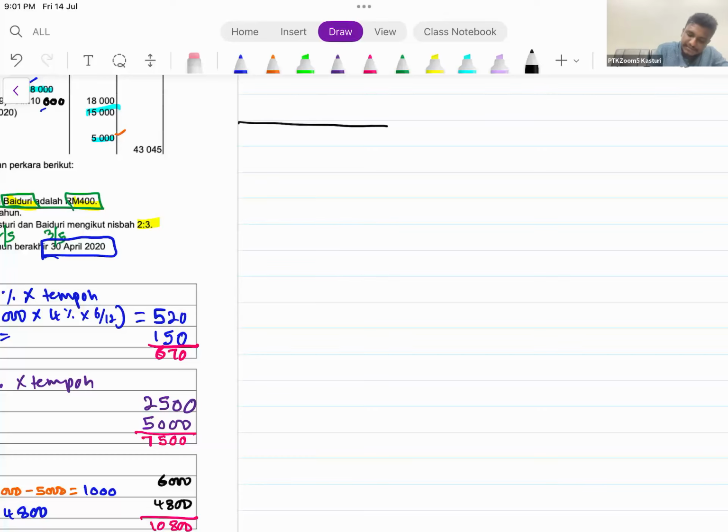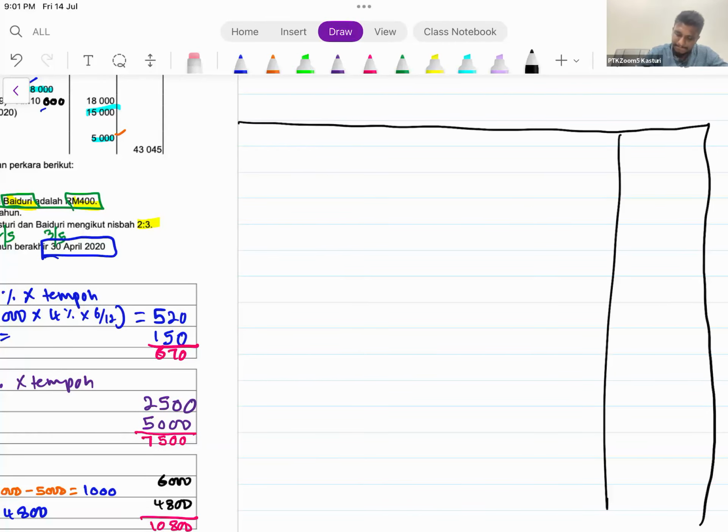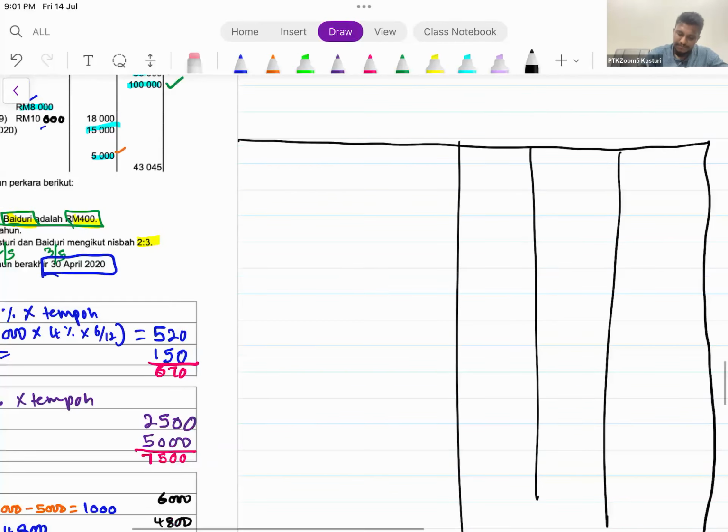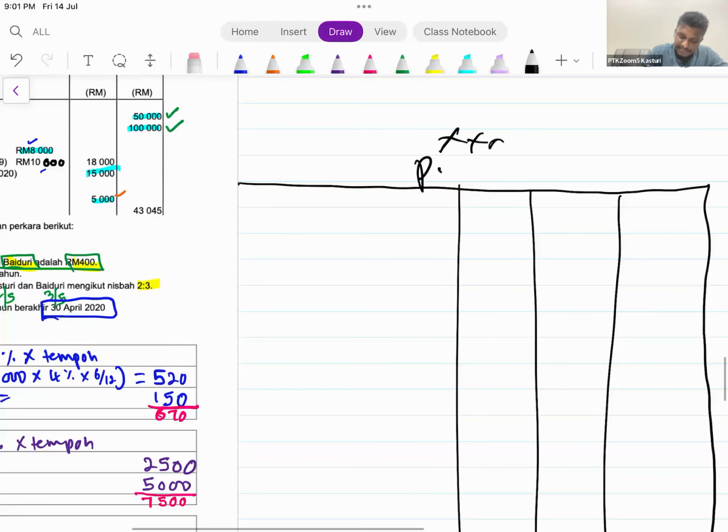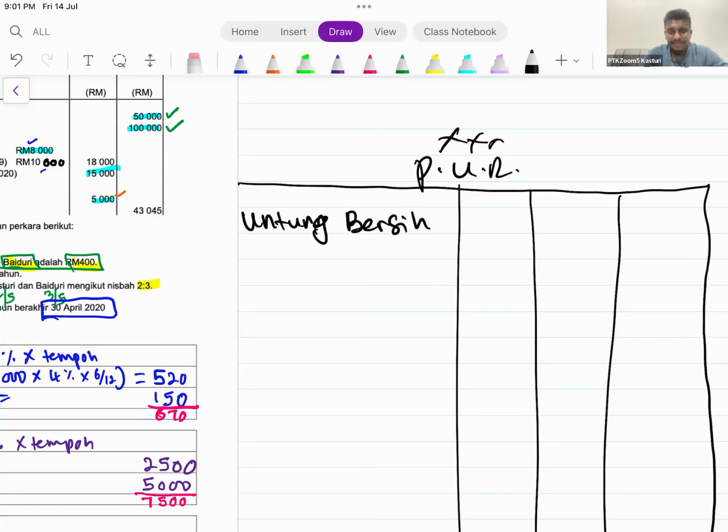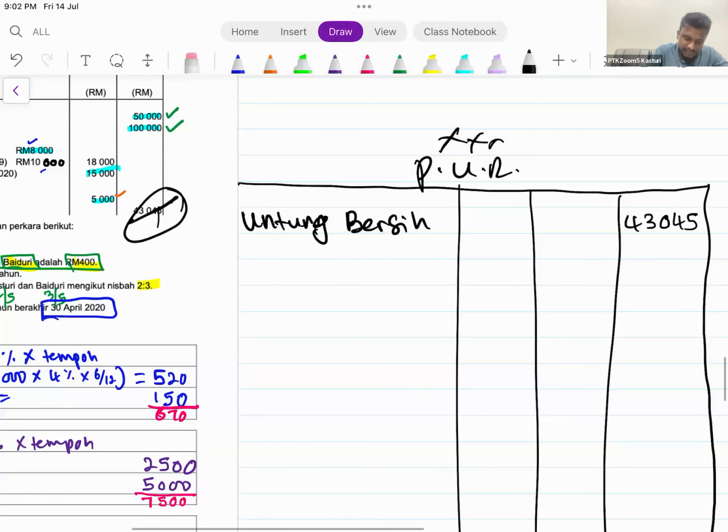Of course, you need to write the company name, and then tulis pengasingan untung rugi. No need to copy, just watch me first. Okay, we start with untung bersih. How much is my untung bersih? 43,045. The question will give you the untung bersih. Okay, just follow the question.